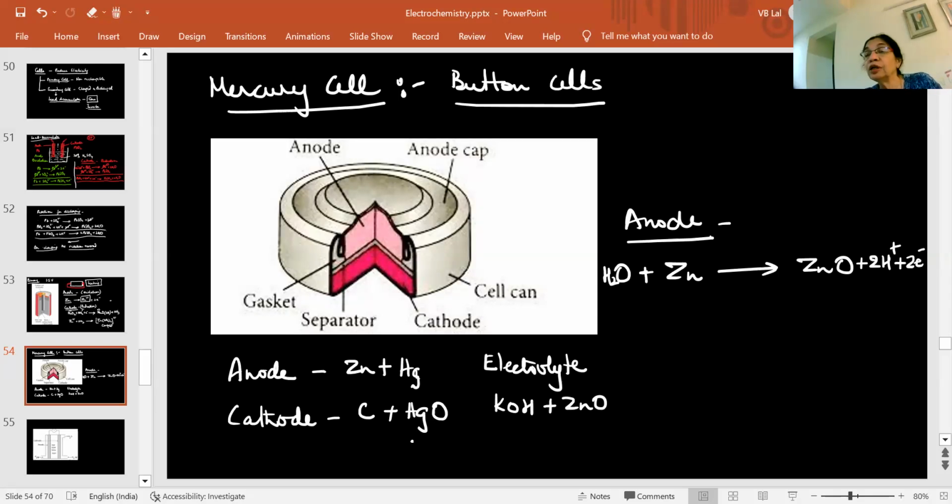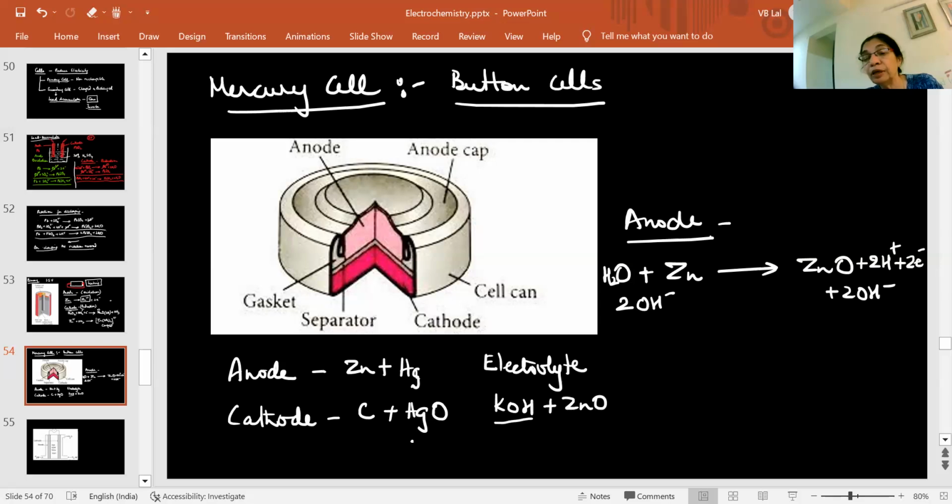Now the next thing you have to do: this electrolyte is potassium hydroxide. So that means you have to balance this equation in alkaline medium. How will I balance it in alkaline medium? Whatever is the number of H plus ions, the same number of OH minus ions you add on both sides. So how many H plus ions are there? 2. So you write plus 2 OH minus, and on this side also you write 2 OH minus.